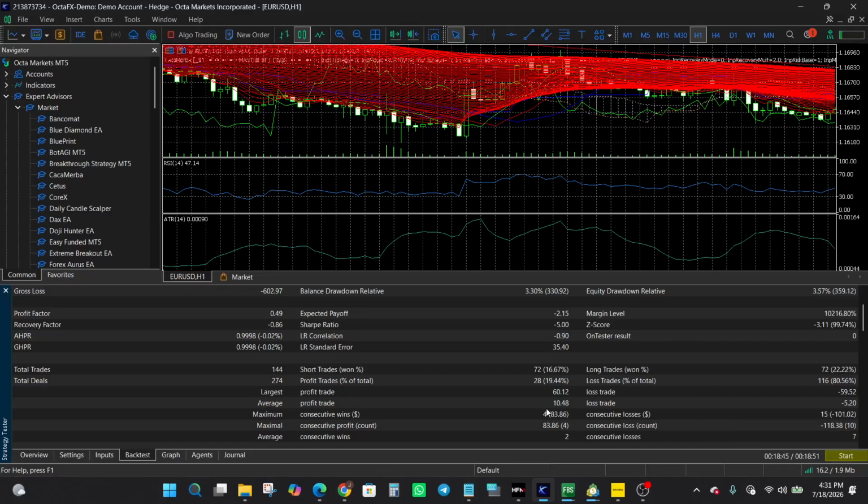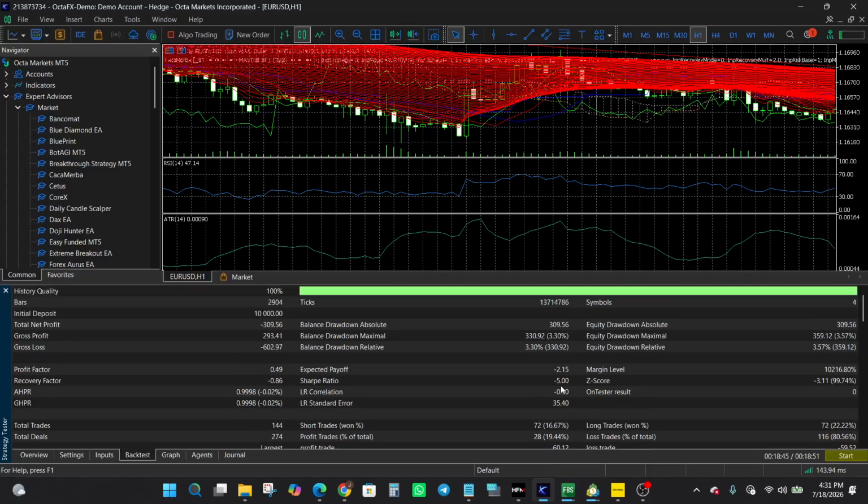You can see the average profit was $10.48. Average loss was $5.2, which is a healthier risk to reward ratio on paper. But the low win rate outweighed that edge over this particular test.